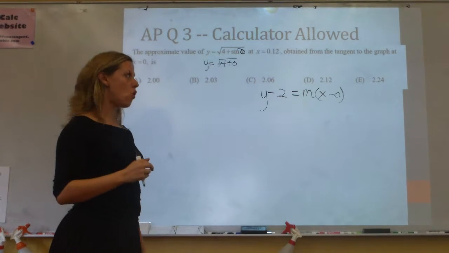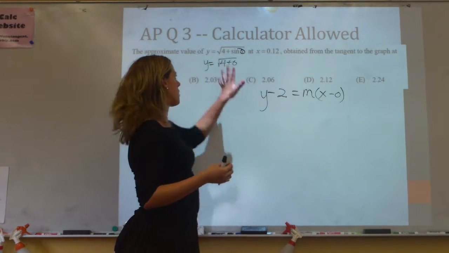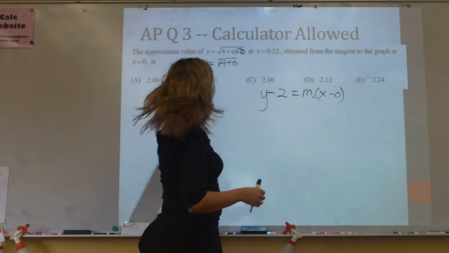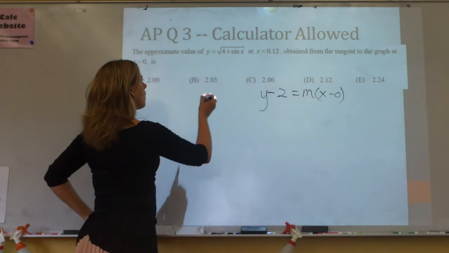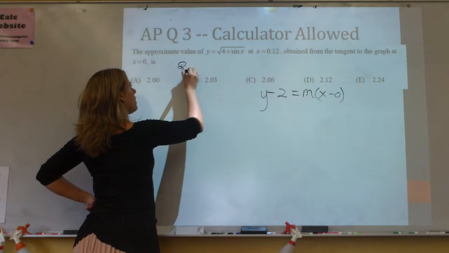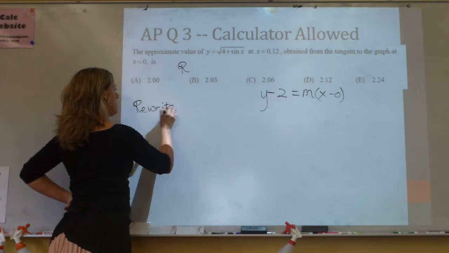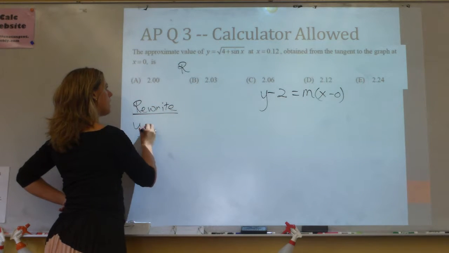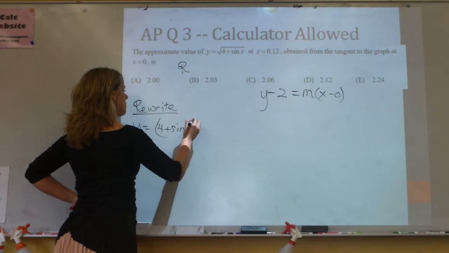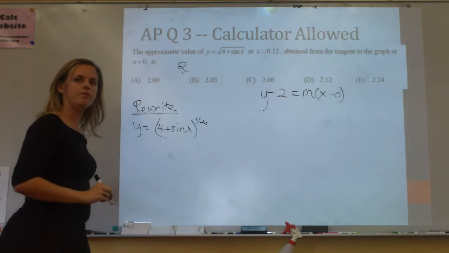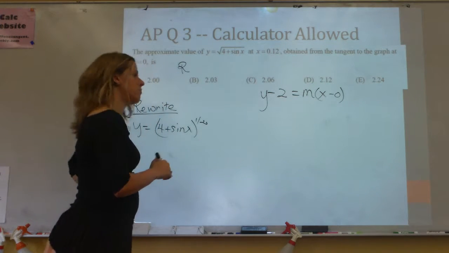Now to find my slope, which is the same as the derivative, I'm going to need to take the derivative of this function. It's calculus, derivatives have to come in separate, right? So I'm going to rewrite it first. Rewrite it as y equals 4 plus sine of x to the half. Take a second, pause the video, find the derivative of that.